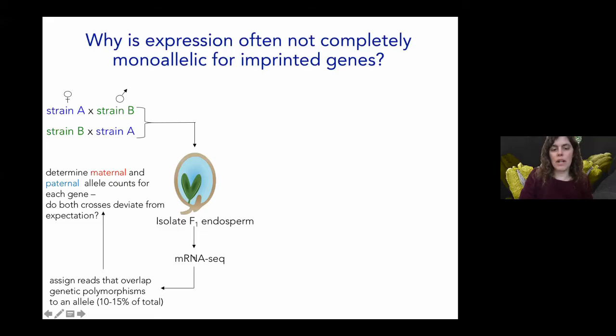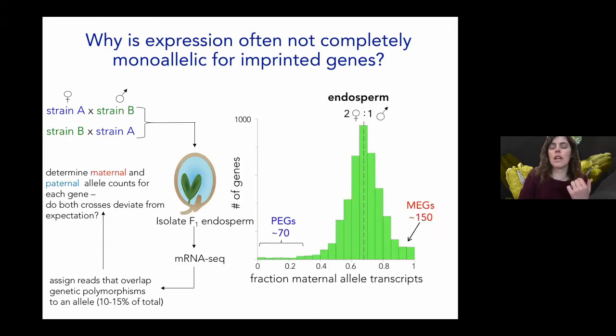We perform RNA-seq, and then for those sequencing reads that overlap SNPs between, let's say, Columbia and Landsberg, we can assign them as being transcribed from the maternally inherited allele or from the paternally inherited allele. And so for every gene in the genome that has SNPs between the two ecotypes, we can determine the fraction of transcripts that come from the maternal allele.